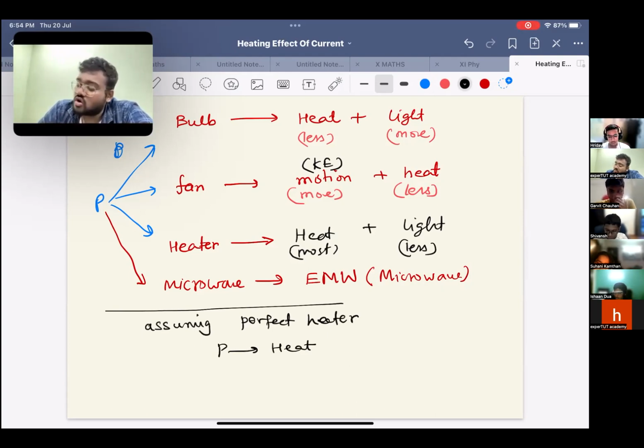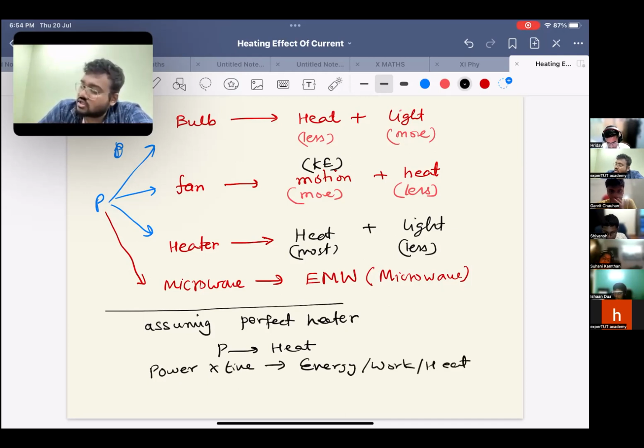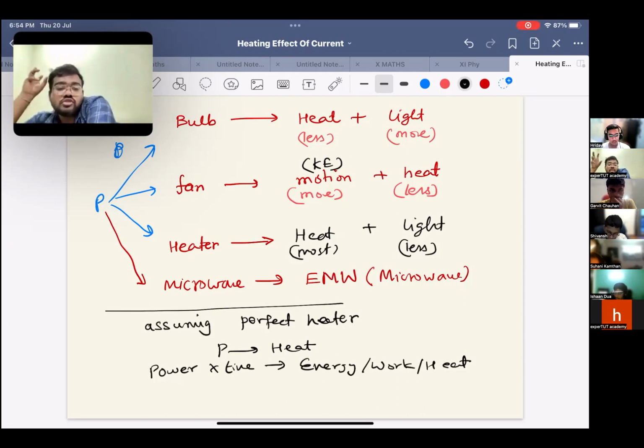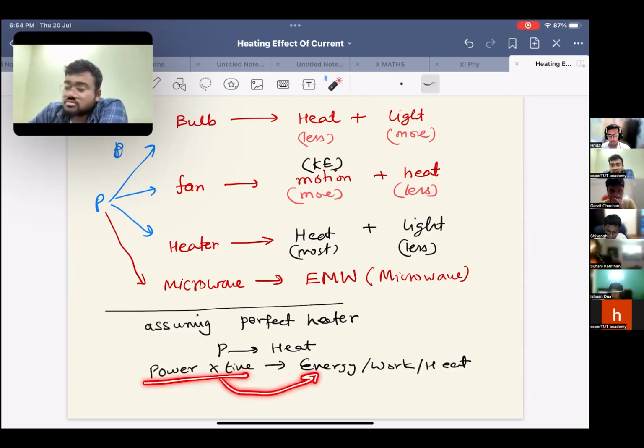So all the power into time will give you energy, right? Energy or work or heat, these are all the same. Energy, work, heat are similar, not the same, but they are similar. Okay. So every time, power into time will give you energy or work or heat. Okay. See, you should understand that in any device, power into time will be energy, but not only in a perfect heater will that energy be equal to the heat.